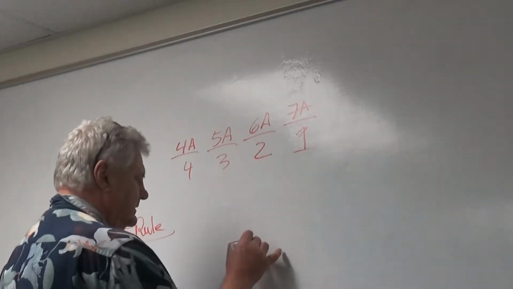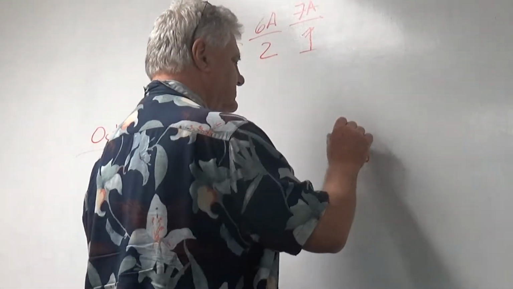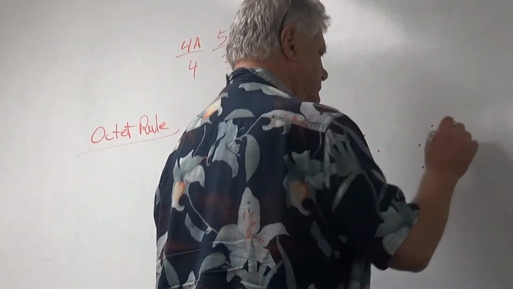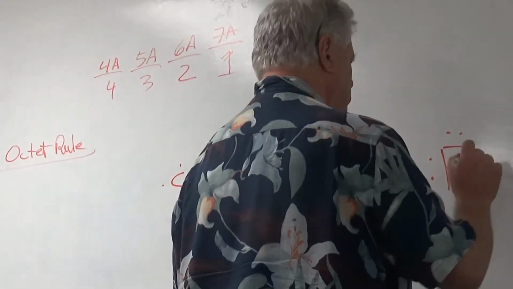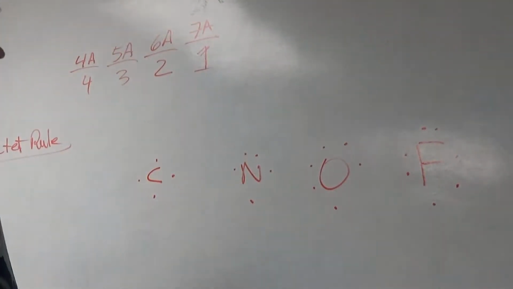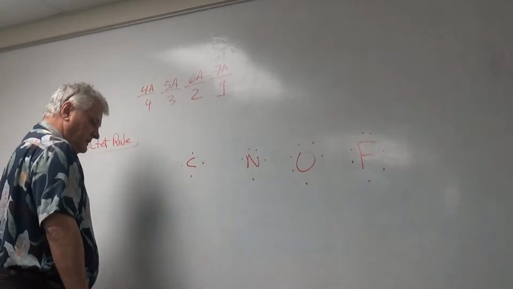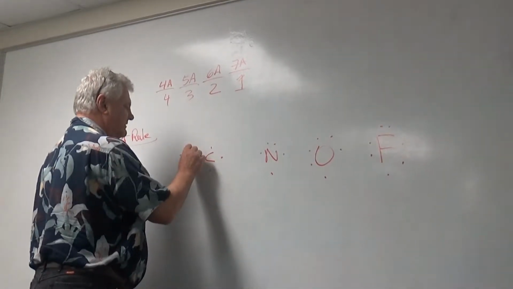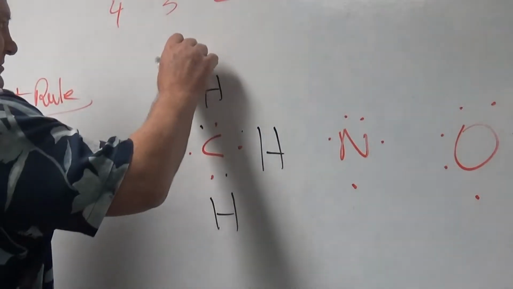So simple Lewis dot structures, and let's just use carbon, which has 4 valence electrons, nitrogen, which has 5, oxygen, which has 6, and we'll just pick a fluorine, which has 7. If we look at the compounds of these nonmetals with hydrogen as an example, we can see the octet rule. These are straightforward examples, very simple examples. For a carbon, it wants to form 4 bonds, and so if we have 4 hydrogens, we have the compound methane, of course.